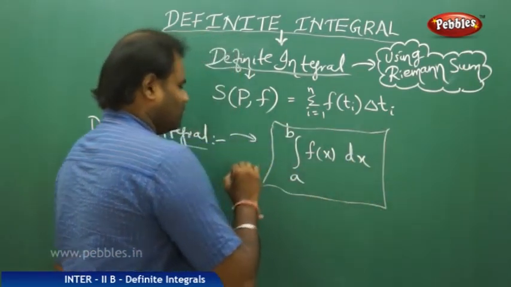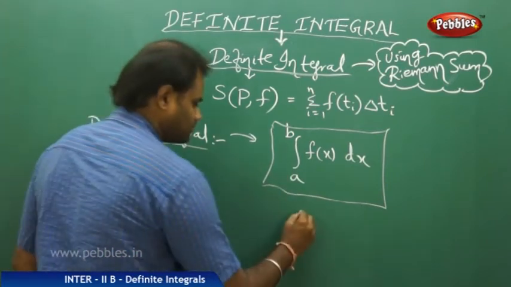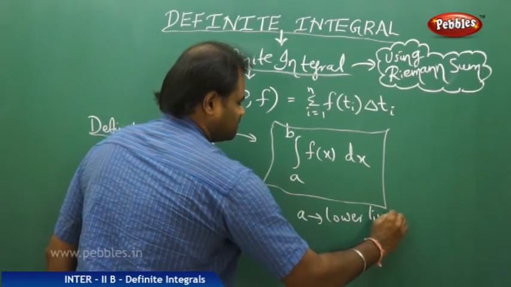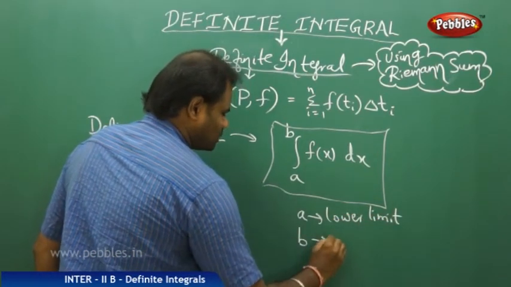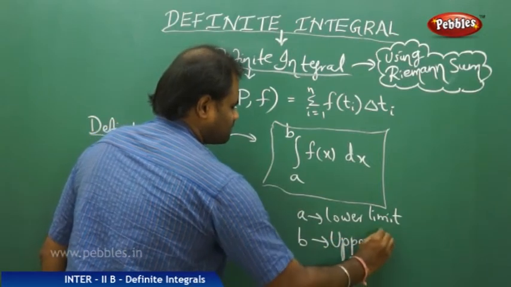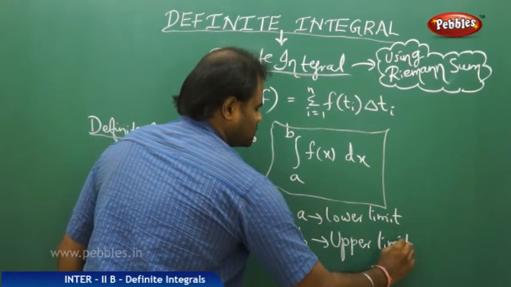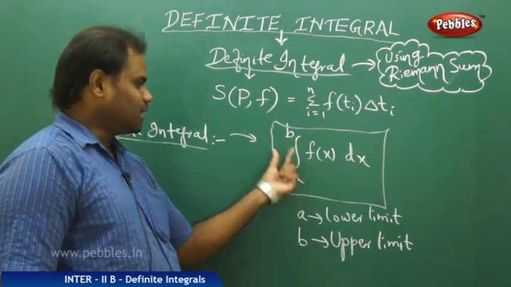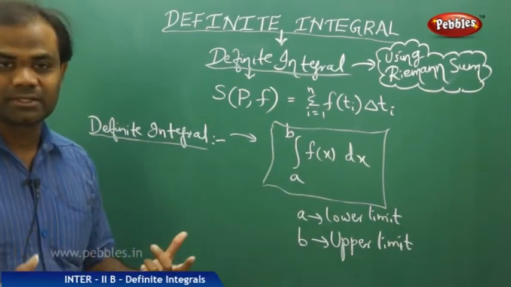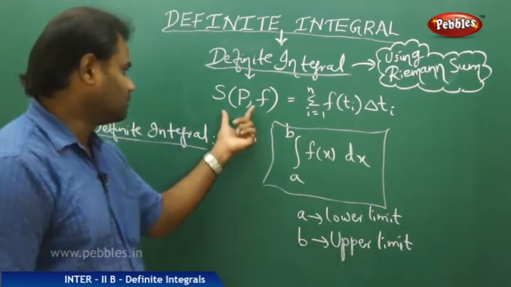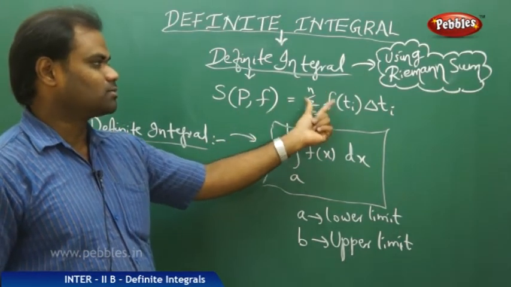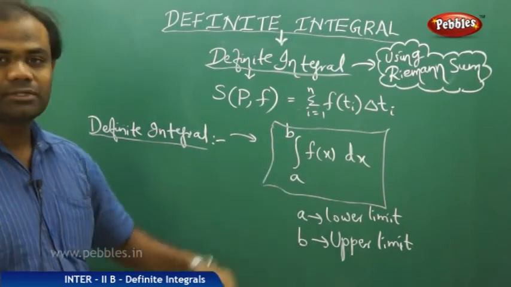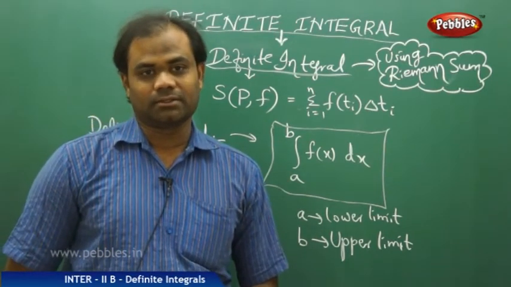where a is called the lower limit and b is called the upper limit. So using the boundedness of the function, we have the lower limit a and the upper limit b, and hence the definite integral using the Riemann sum S(P, f) equals the summation, i equals 1 to n, of f of Ti delta Ti, is defined as the integral from a to b of f of x dx.